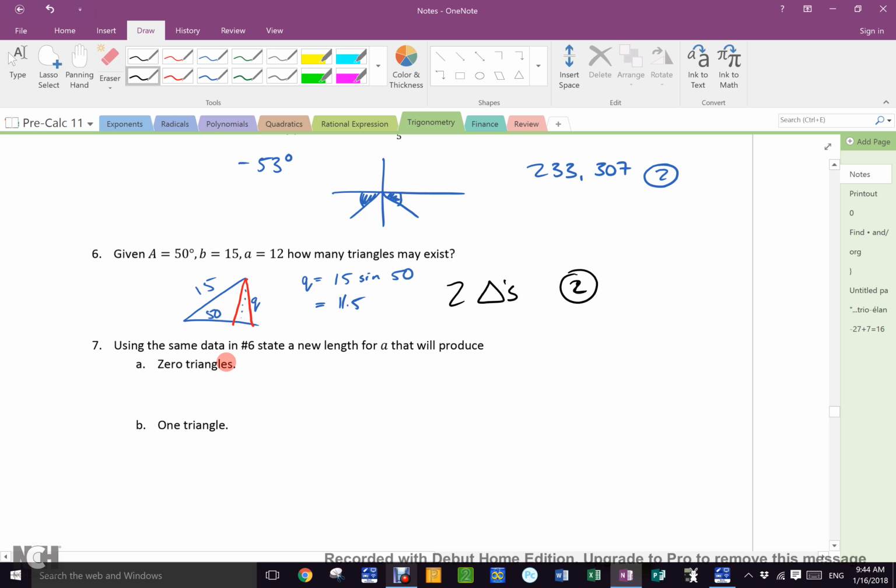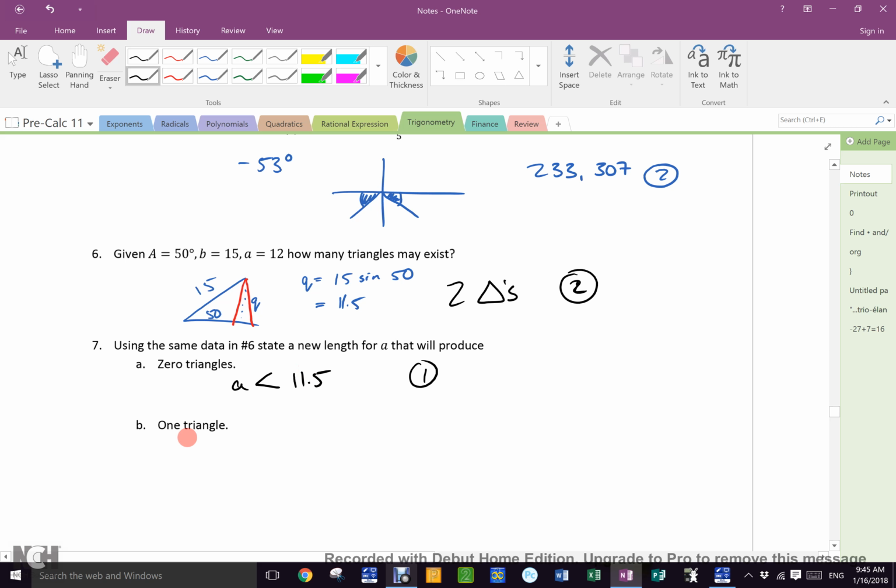If I want 0 triangles, then how long is A? 10 would be cool. Or anything less than 11.5, right? 1 mark. Any number less than 11.5 gets you no triangles.